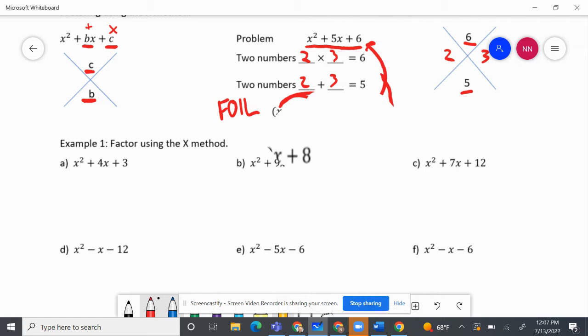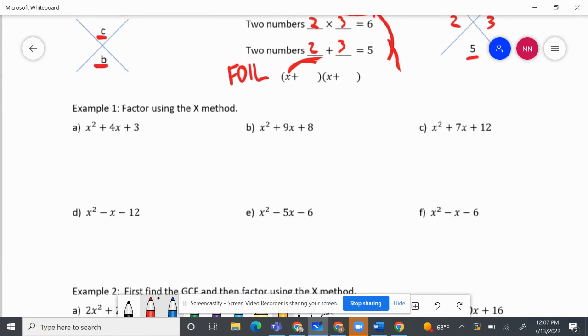So what I'm going to do, there we go. It just froze for a second. So we're going to look for two numbers that multiply together give us 3, add up to 4. And two numbers that multiply together give us 3 and add up to 4 would be 3 and 1. So that would be x plus 3 and x plus 1.